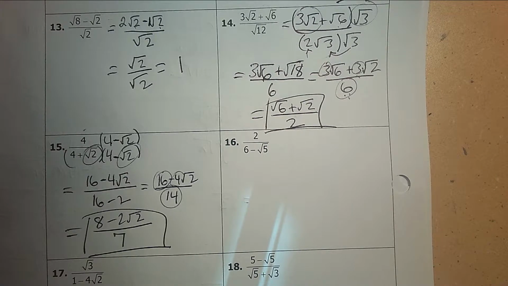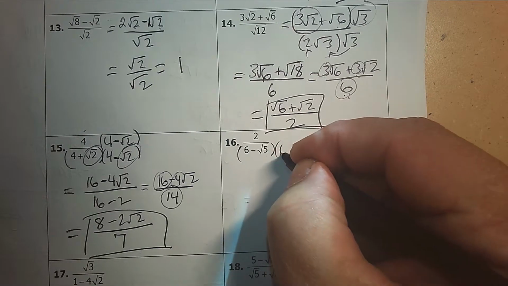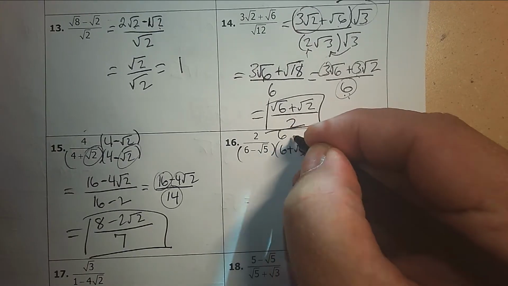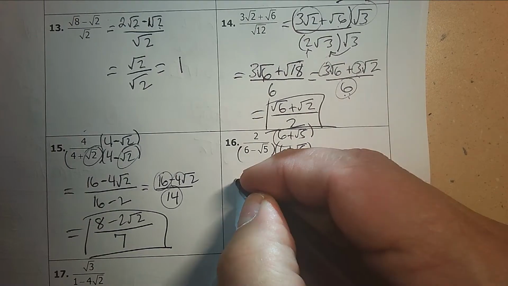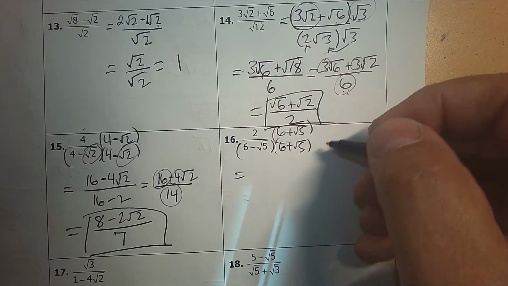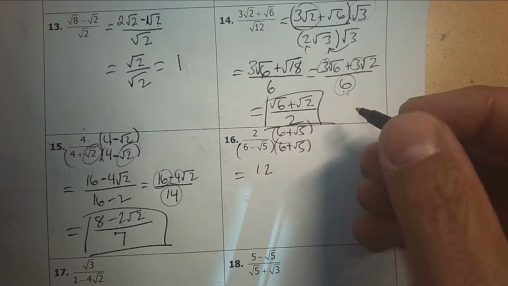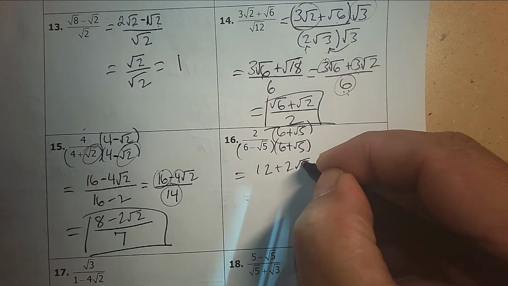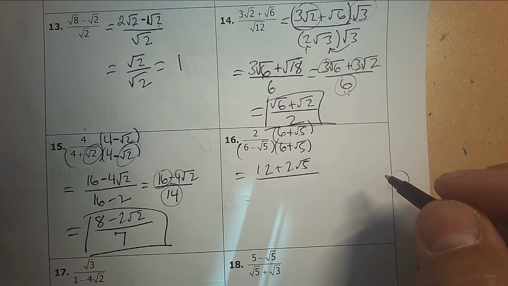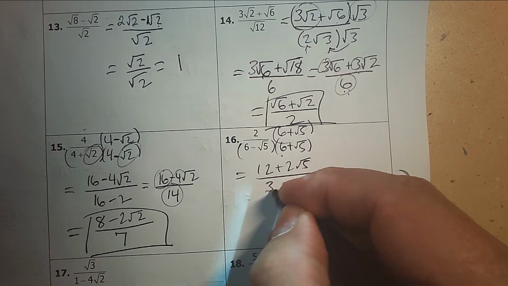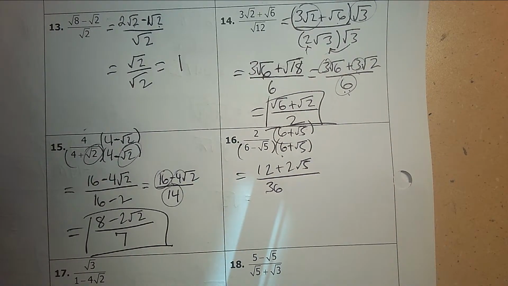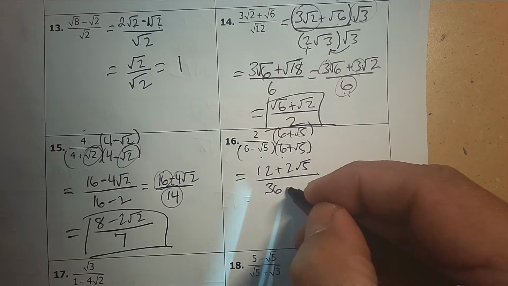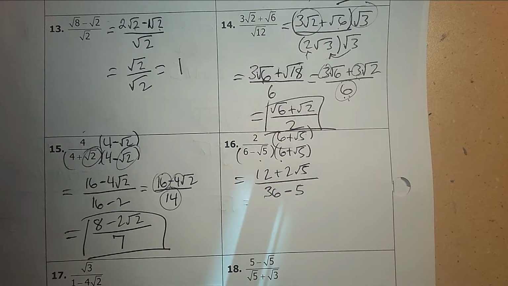Look at 16. Do you see a binomial on the bottom? Yes? I need to use what's called the conjugate. So what's the conjugate of 6 subtract root 5? Top and bottom. Can you distribute the 2? 2 times 6. 2 times root 5. How about the bottom? 6 times 6 is? And because they are conjugates, I just have to go last times last. And the middle numbers will eliminate.